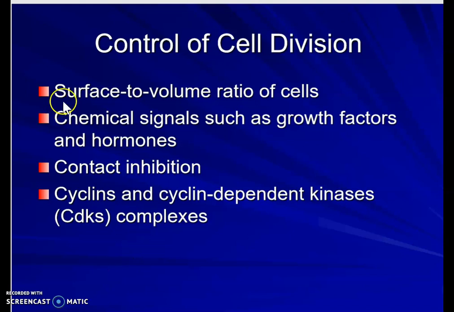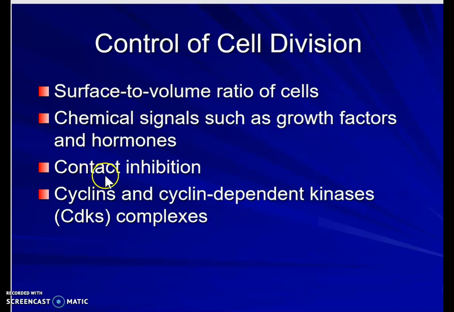Also, it is thought that the surface to volume ratio of cells is important. We talked about this in the lab. It's very important that cells stay small so that they have a large surface area compared to a small volume. And that is because they want to take advantage of diffusion. If the volume was too big, then diffusion would not be possible. So cells have a desire to stay small, and when they get too big, that's basically a signal for them to divide.